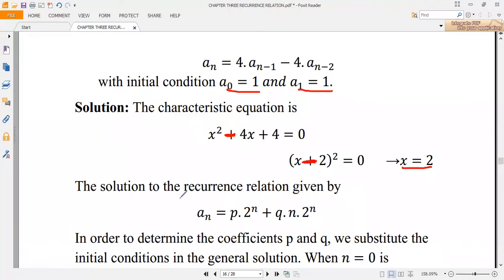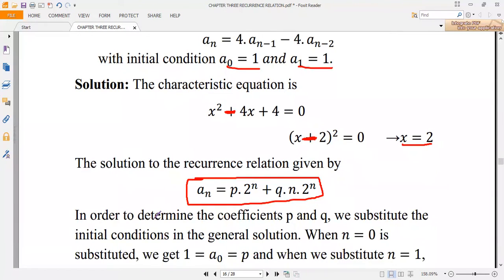So the root is x is equal to 2 with multiplicity 2. The root 2 appears two times as a root of the characteristic equation. So the general solution to the recurrence relation is given by an is equal to p times 2 to the power of n plus q times n times 2 to the power of n. The factor n is added due to the repetition of the root 2. Now, in order to determine the coefficients p and q, we can substitute the initial conditions which are given with the recurrence relation.